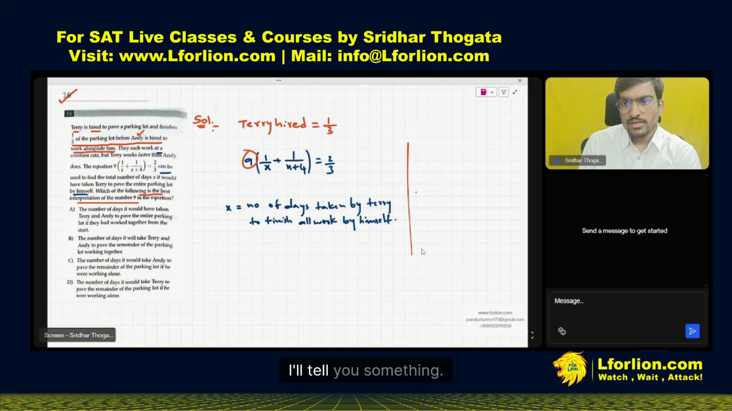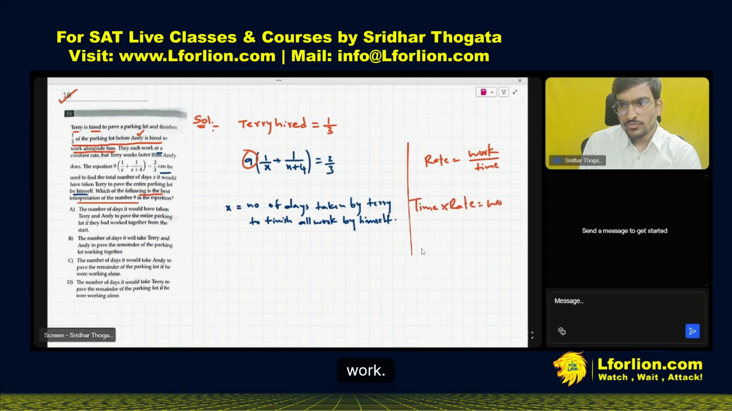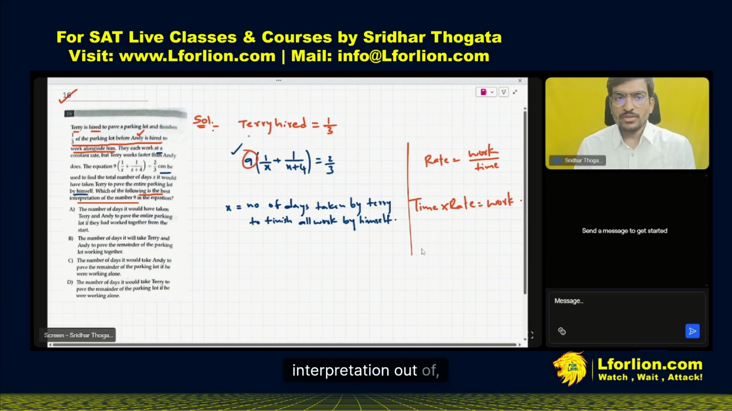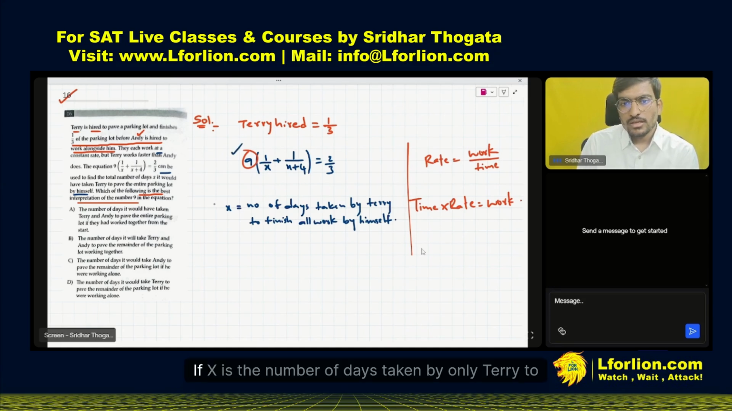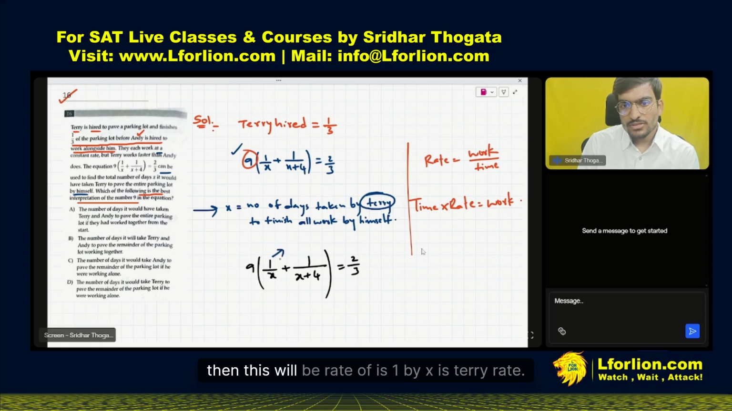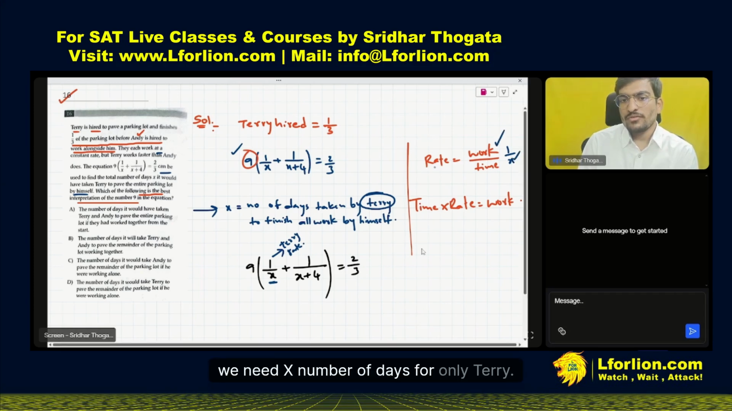Before this, I'll tell you something. Rate equals work by time. Then work will be time into rate, that equals work. Okay, fine. So now we have to figure out which is the best interpretation out of options A, B, C, D. If X is the number of days taken by only Terry to finish all the work by himself, then this will be the rate of 1 by X. To finish the parking lot, he needs X number of days for only Terry.